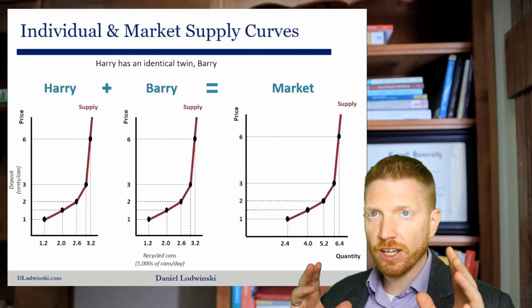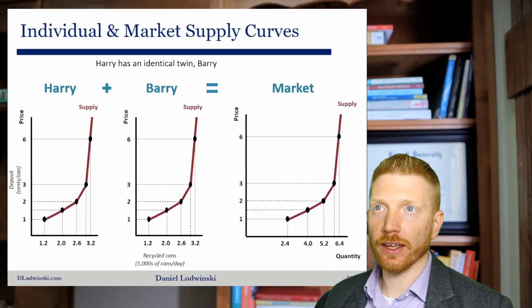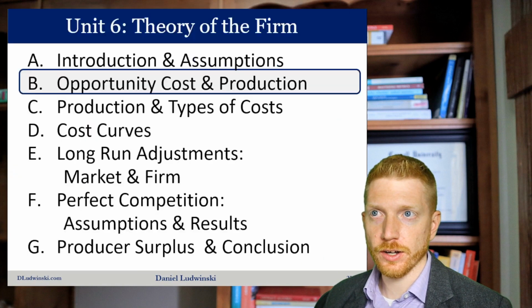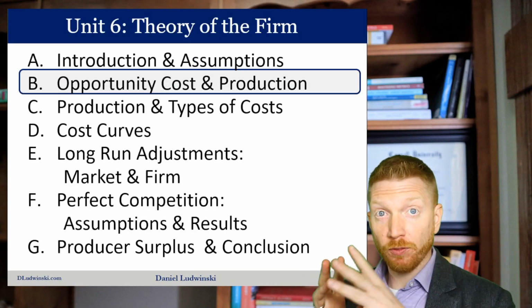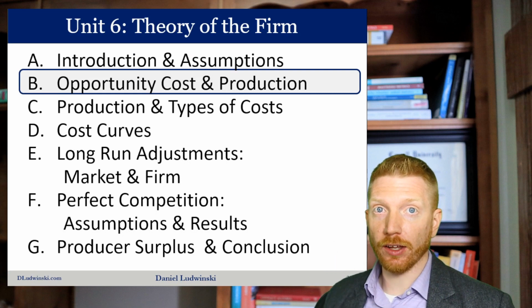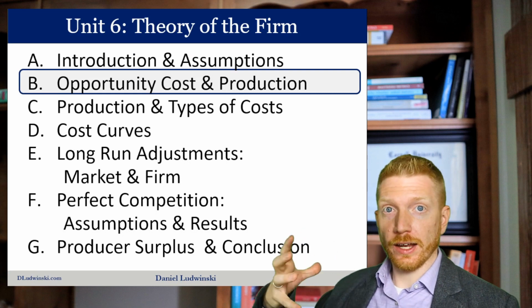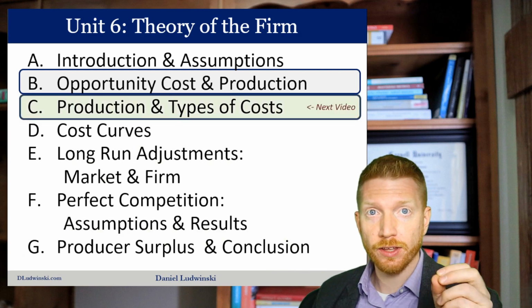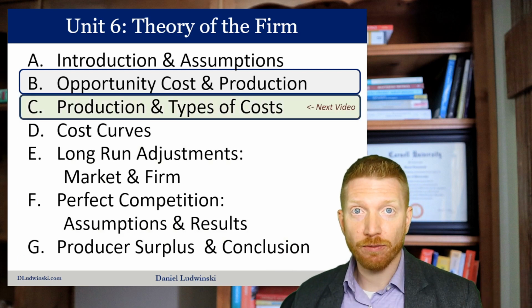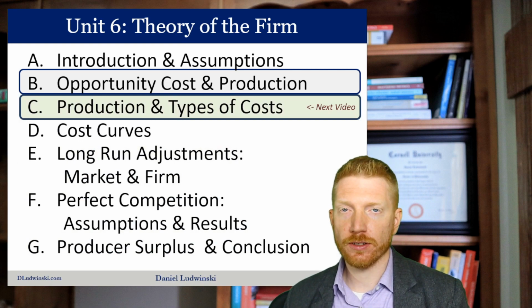Hopefully that example helped you understand the connection between opportunity cost and an individual firm's production, as well as how firms are combined to be the market as a whole. So that concludes this section. What we'll be talking about next is thinking about production and different types of cost structures.